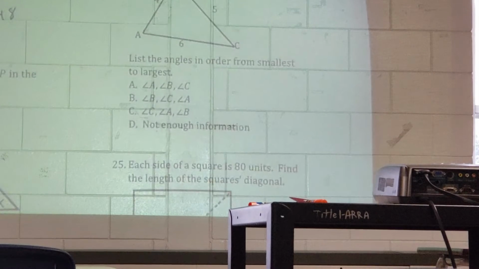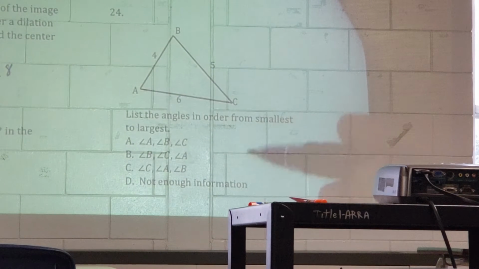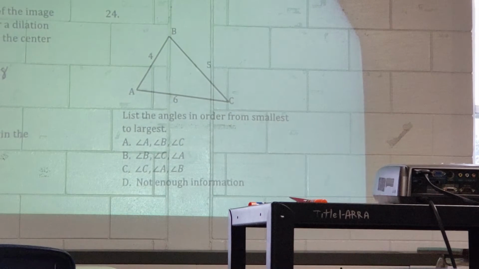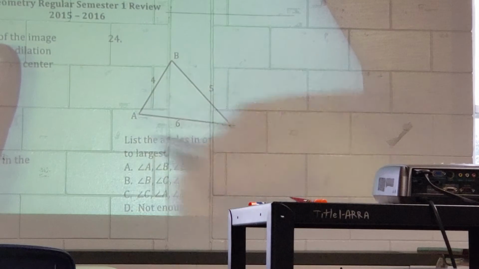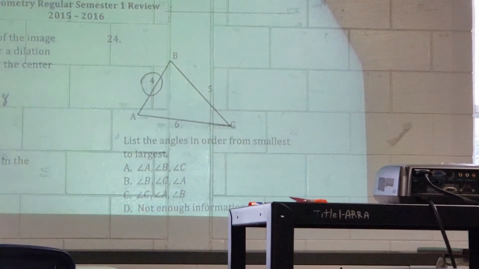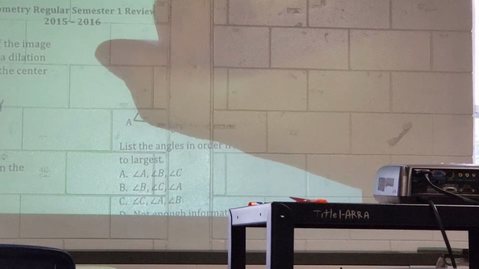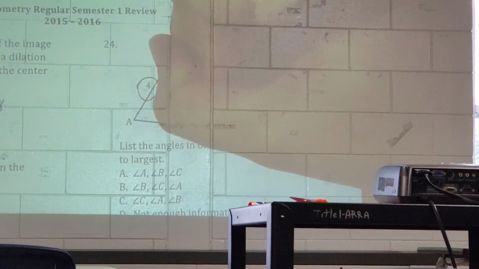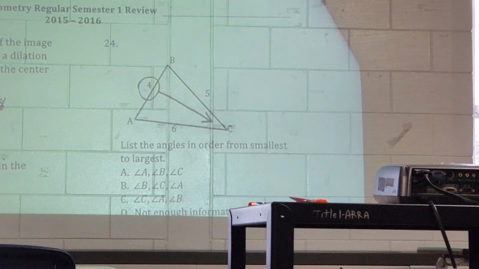All right, 24. List the angles in order from smallest to largest. And this is super easy based on the number of sides. If you do the sides from smallest to largest, you can figure it out. So for example, the smallest side is 4. You look at the side or the angle that's not touching that side, and that has to be the smallest angle. So since 4 is the smallest side, angle C has to be the smallest angle.